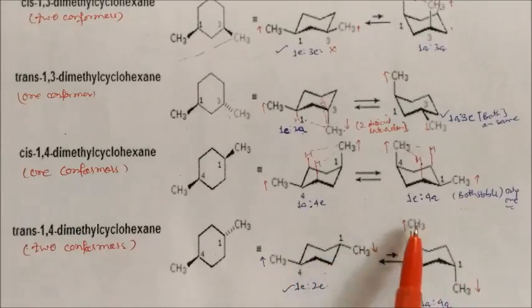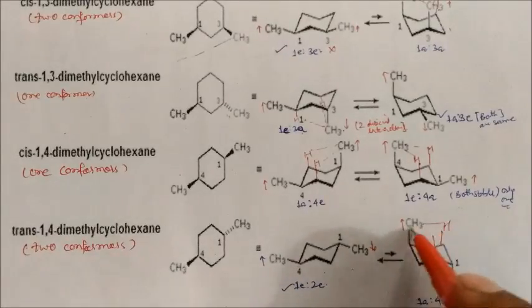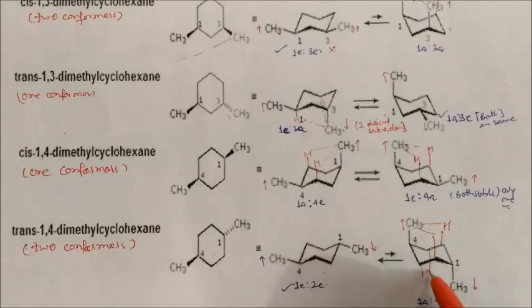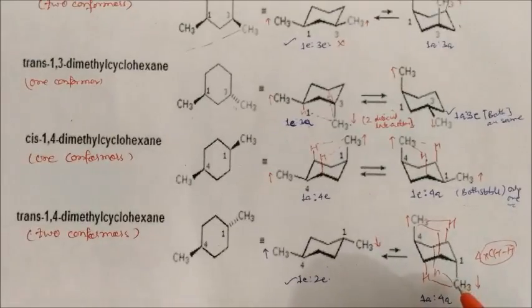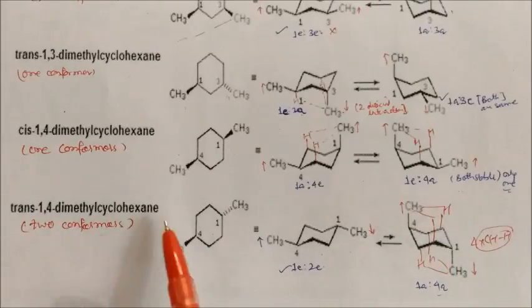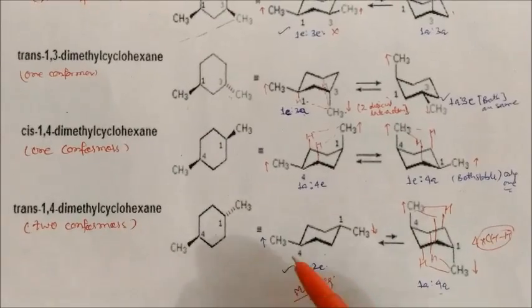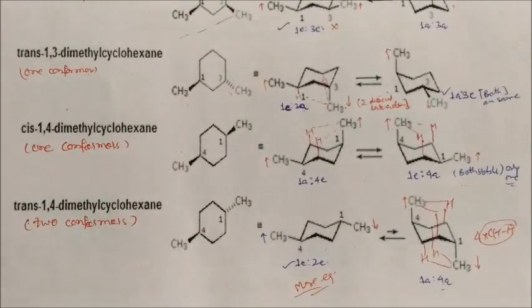But in this case, CH3 is interacting with two hydrogens, one hydrogen this side, and again this is interacting with two hydrogens. So there are four CH3-hydrogen interactions. This becomes highly unstable, or this will destabilize this chair form of trans-1,4-dimethylcyclohexane. This is more stable because both are in equatorial position. Both methyls are present in equatorial position.